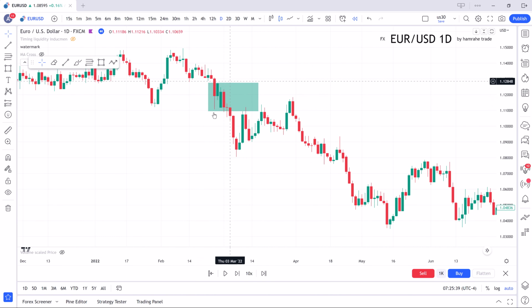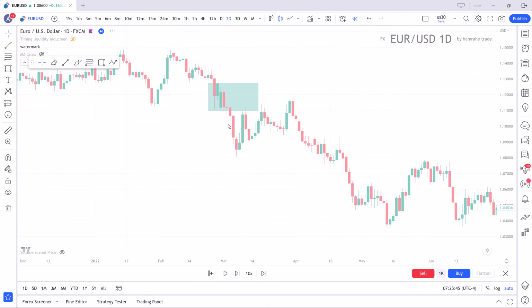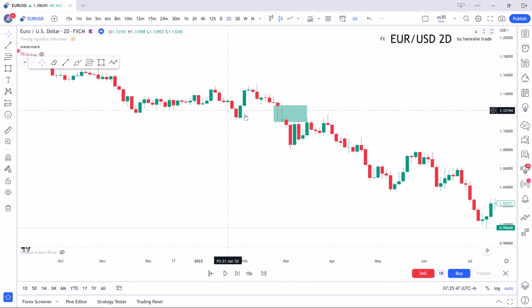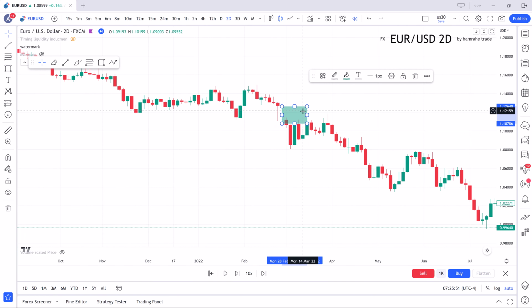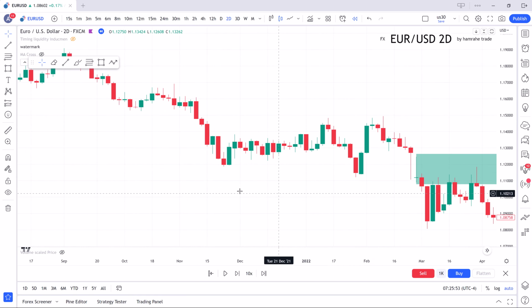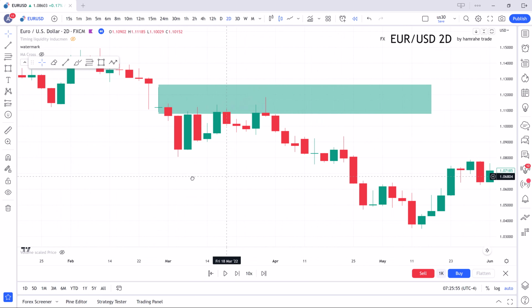So which time frame is this POI for? When we see more than 1 candle, we go to higher time frames. For example, 2 days. You can see that this order block is very beautiful in 2 days time frame, so it is a 2-day time frame.